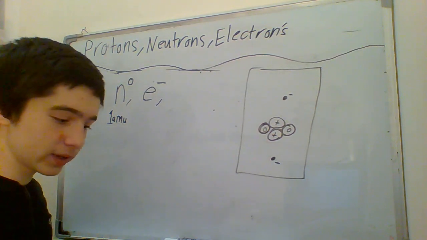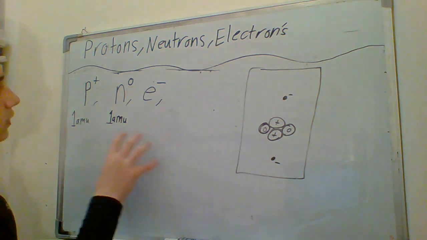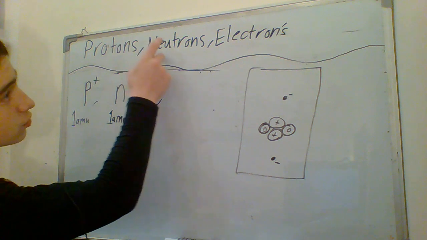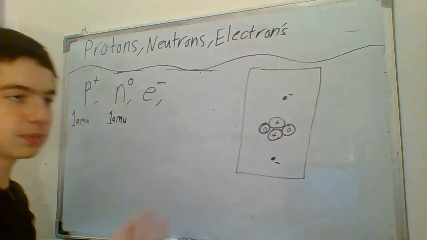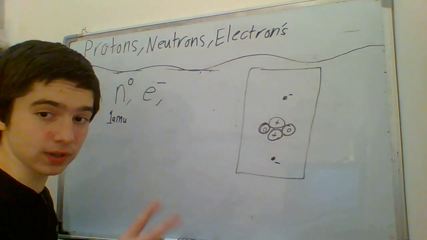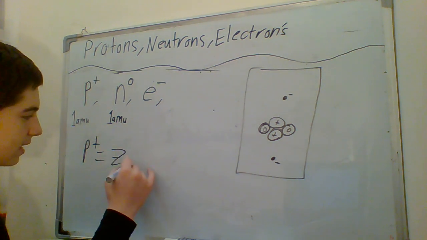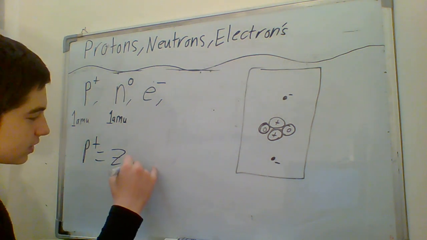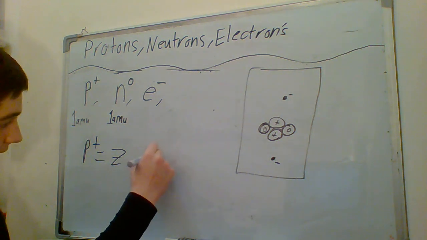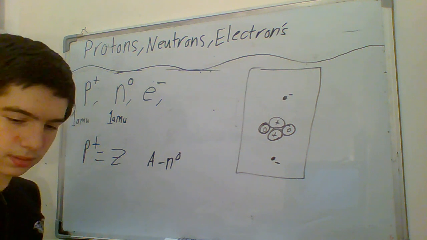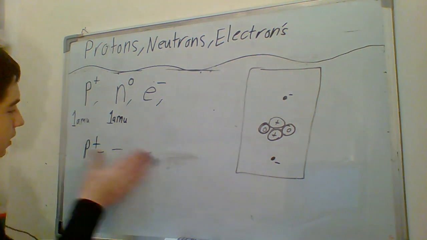Now we solved the problem of how to get the number of protons, neutrons, and electrons. But let's go back for a little bit to protons. We said that there are 2 ways. The one is P plus equals Z, and there's another way which we didn't use, which is what? A minus N, which is the neutron number. So let's use that way.